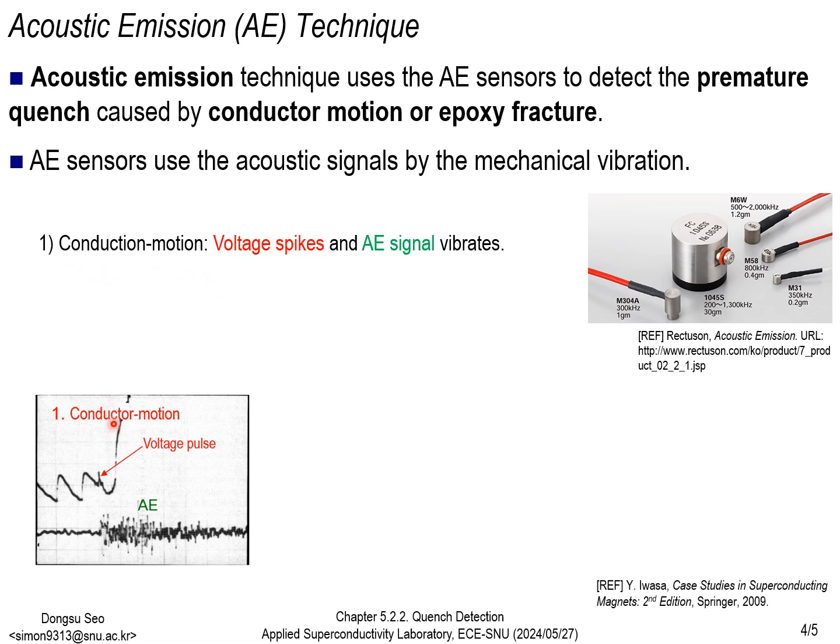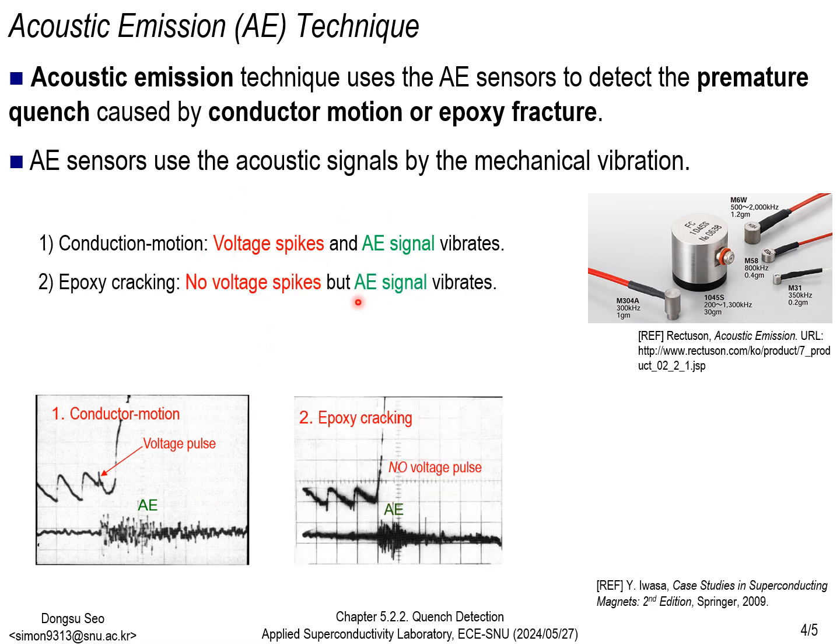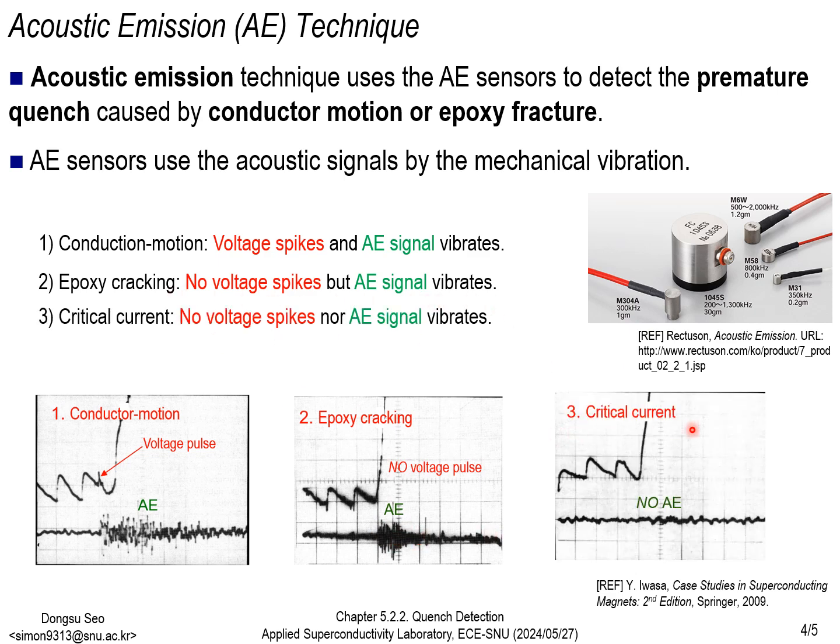First, for the conductor motion as the cause of quench, both voltage pulse and AE signal vibration were detected. Next, the system could not capture the voltage spikes for the epoxy cracking as the cause of quench, but the AE sensor captured the signal vibration. However, no voltage spikes or AE signals were detected for the critical current that caused the quench. This shows that the AE sensor may detect the quench signal caused by both the conductor motion and epoxy fracturing, which is a favorable way to indicate the pre-symptom of the premature quench.